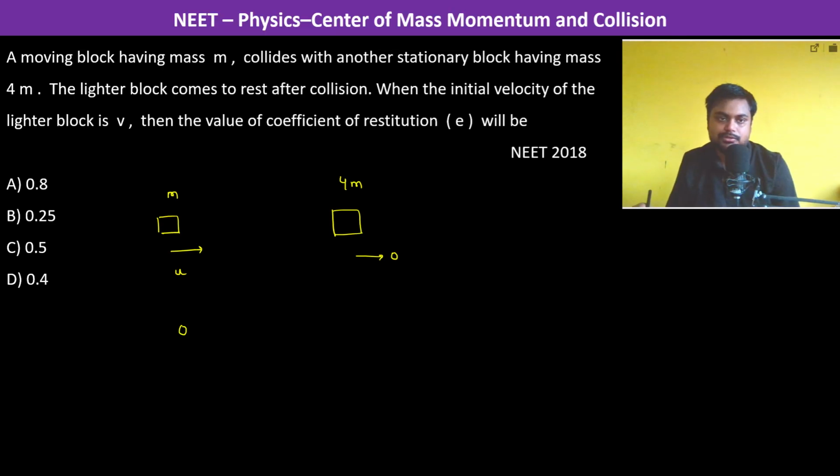When the initial velocity of the lighter block is v, it's already mentioned v, so let us take it as v. Then the value of the coefficient of restitution e will be. So let us say this is v1.